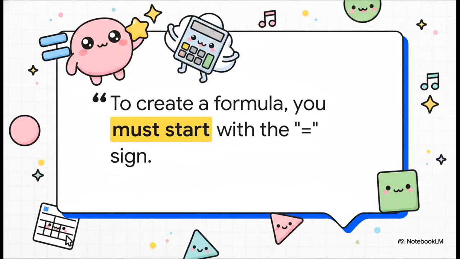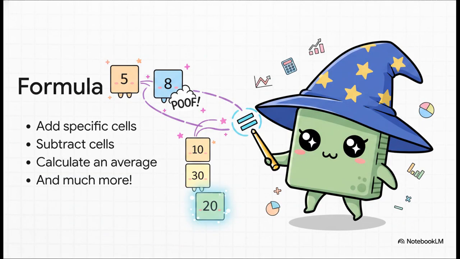And this right here, this is the golden rule. If you remember one thing about formulas, make it this. If you want Excel to do math, you always start by typing an equal sign. That little symbol is like a magic wand that tells Excel, okay, get ready to do some math. And with that one simple rule, you unlock a ton of power.